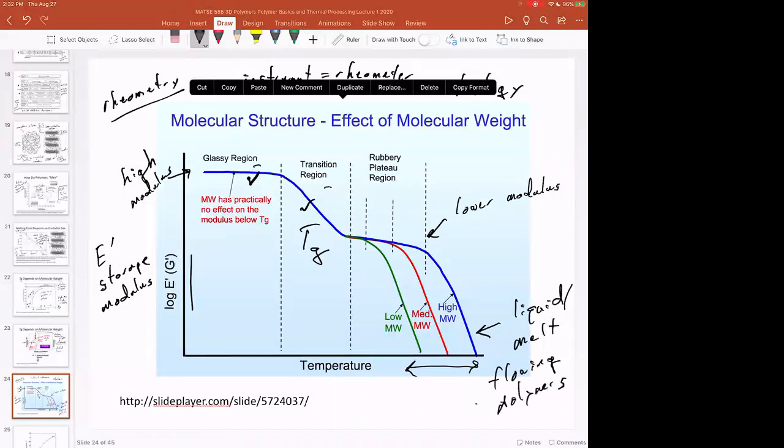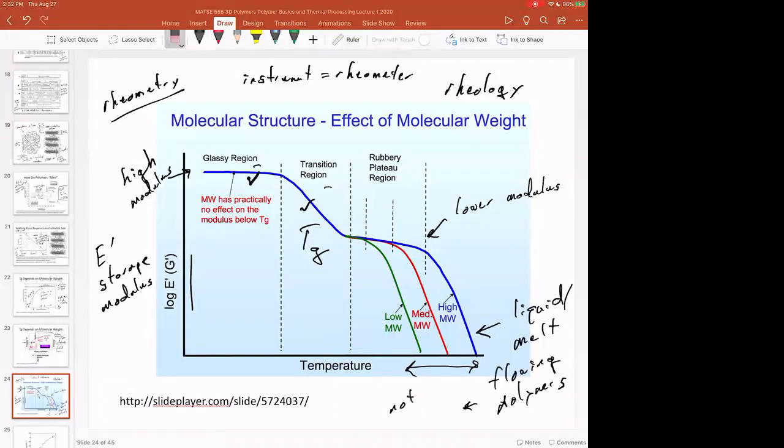And this shows that it's not cross-linked. Well, let me just put cross-linked. We'll see some examples where this rubbery line keeps going and going and going, and this is a cross-linked rubber.